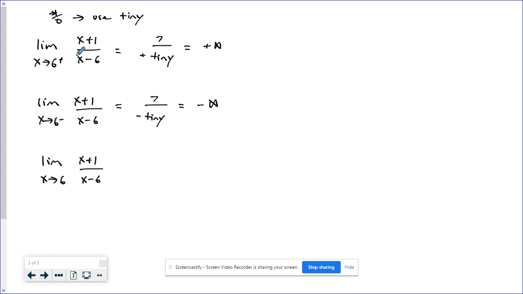So now that I have the hard work done, the limit from the right and the limit from the left, you know what the answer is. The limit as x goes to 6 from both sides? Done deal. It does not exist.